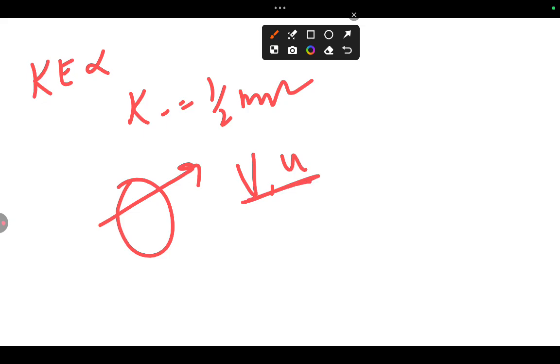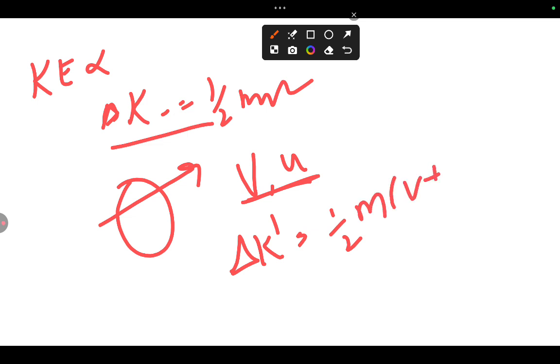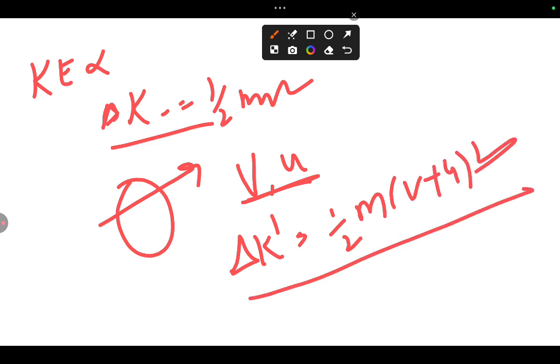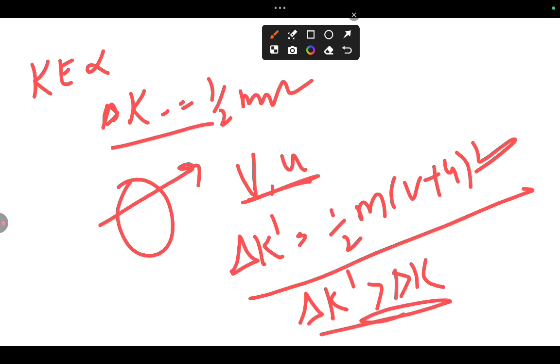So here this is in the rest frame. This is the kinetic energy in the moving frame, that is 1/2 m(v + u)². So now you can see which one is bigger. We clearly understood that one. ΔK' is greater than ΔK. So your answer is ΔK' is larger. Obviously ΔK' is greater than ΔK.